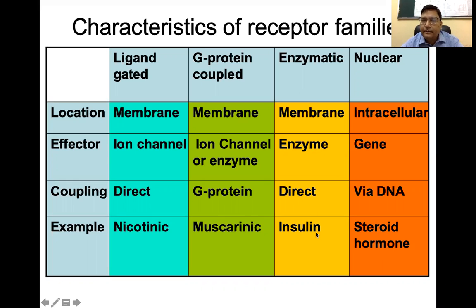In the enzymatic receptors, the enzymes are coupled directly to the membrane receptors. Example is insulin. And in the nuclear receptors, the DNA is linked to the receptors and provides the site, and it is the gene which expresses and produces different types of protein and responses. Example are the steroid hormones.